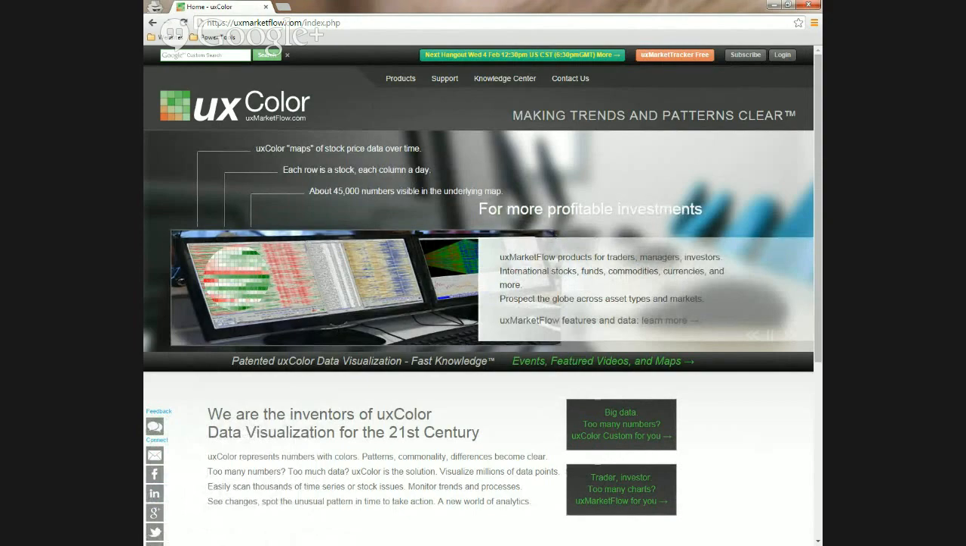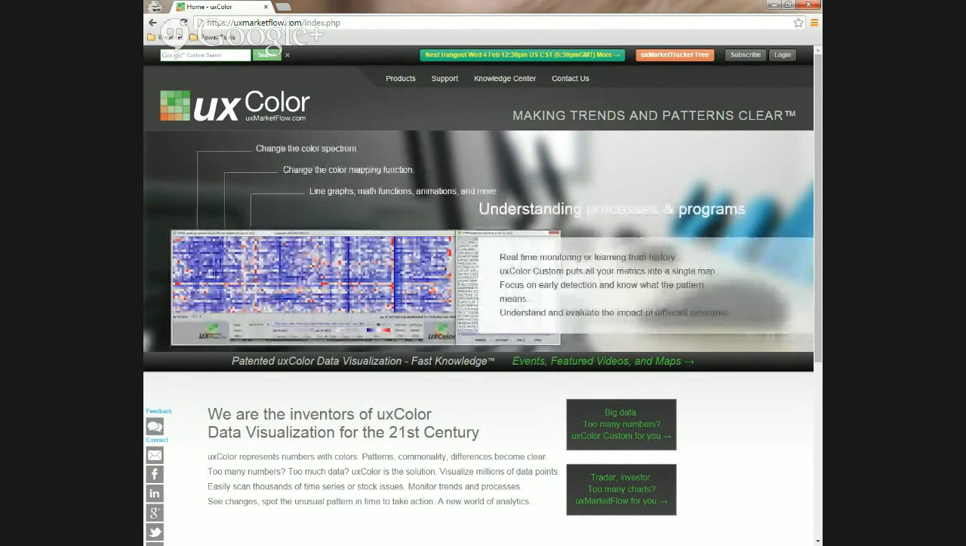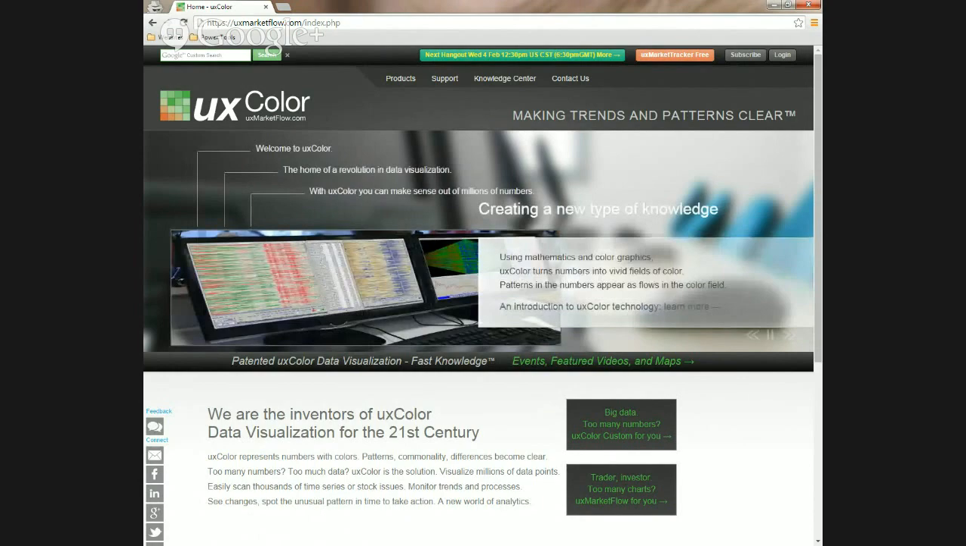So we're slated to talk about the forex market a little bit today and take a look at uxColor's unique ability to display over 500 currency pairs with 10 years of back data in our uxColor currency maps. And our presenter today to talk about that is, again, the CEO and inventor of uxColor technology, Chuck Daner.